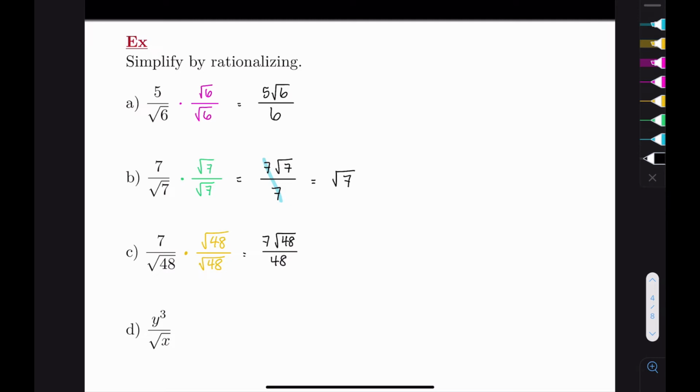Now the square root of 48 actually can be simplified a bit. So it is divisible by 4, but it actually can be divided even more. If you divide it by 16, you will see that it is divisible by that. So 48 can be written as 16 times 3. And then we can take the square root of each of these individually, so we get a 4 that pops out. So we're left with 7 times 4, square root of 3, divided by 48.